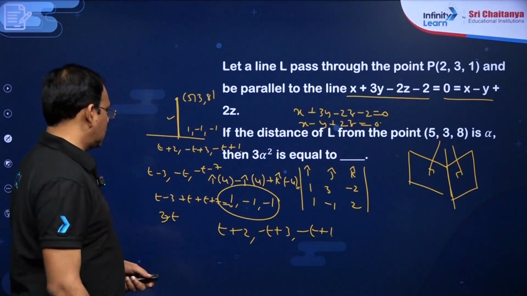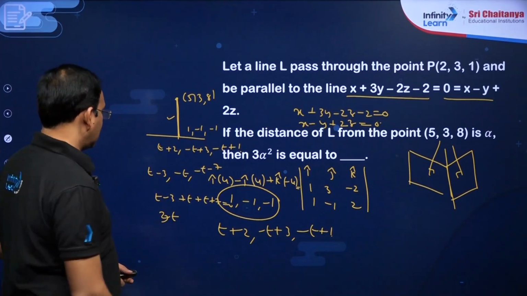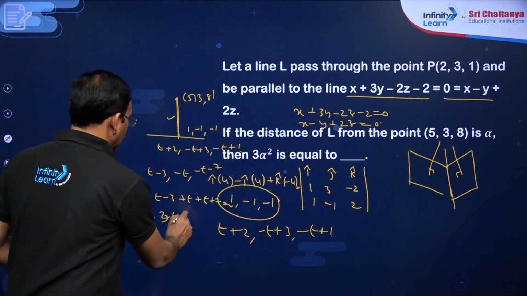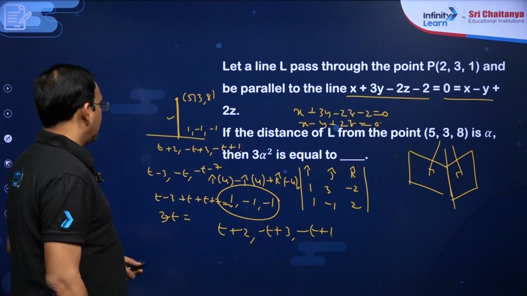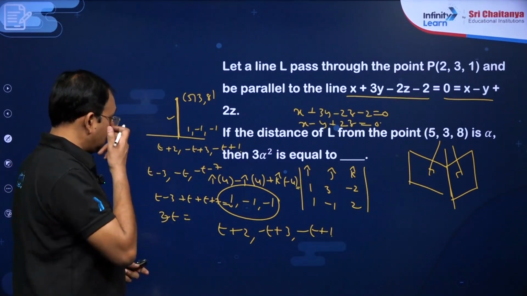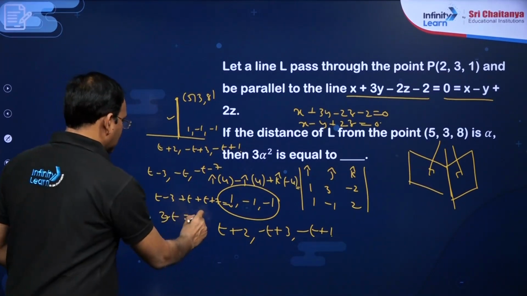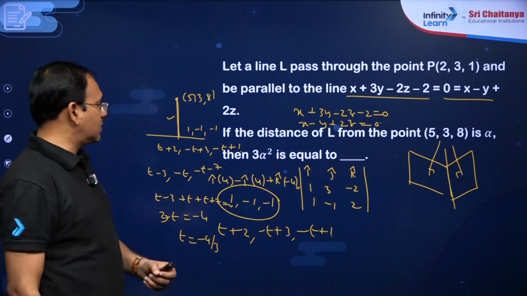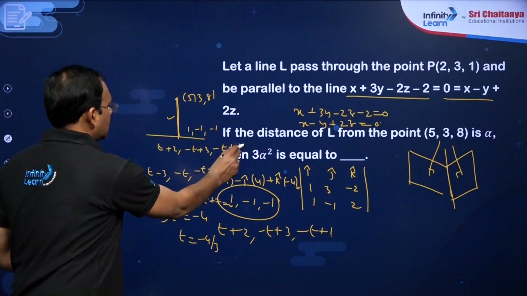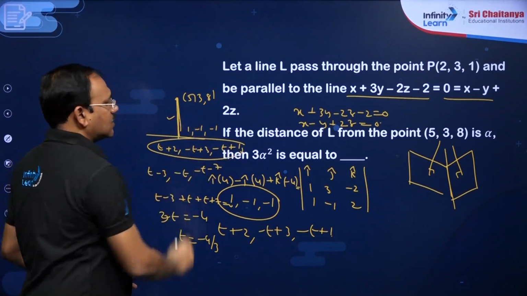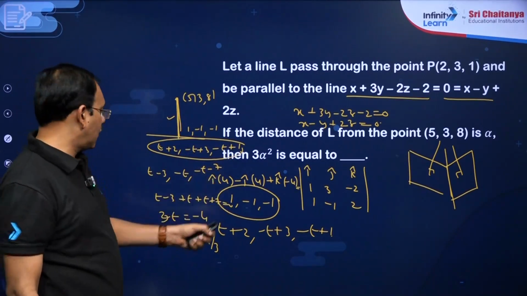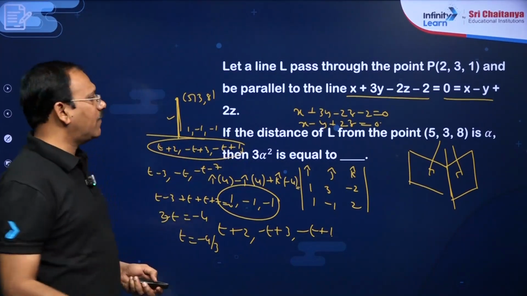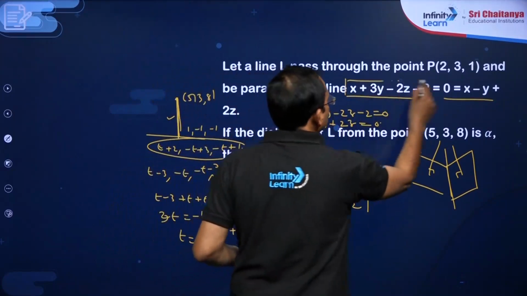3t, dear students, is equal to 3 minus 7, which is minus 4. T is equal to minus 4 by 3. Once you know t is minus 4 by 3, you can find this point. So, now you can find the distance. The distance is given as alpha. Try to find 3 alpha square. That is it. So, the same procedure, the only difference is the line is given in unsymmetric form.